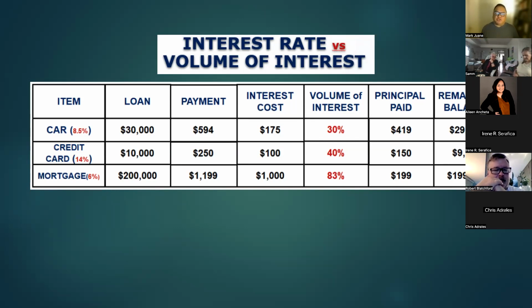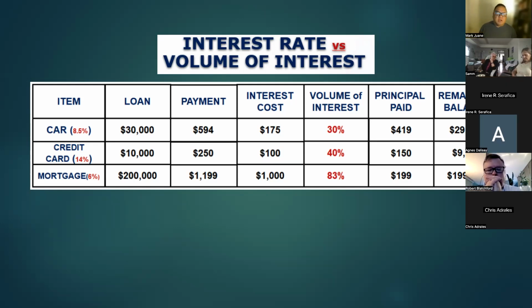What would be the interest cost on a car loan of $30,000 where you're making $594 a month? Well, the interest cost is $175. Of the $594, $175 of that is interest alone. That represents 30% of what you're paying out, right?